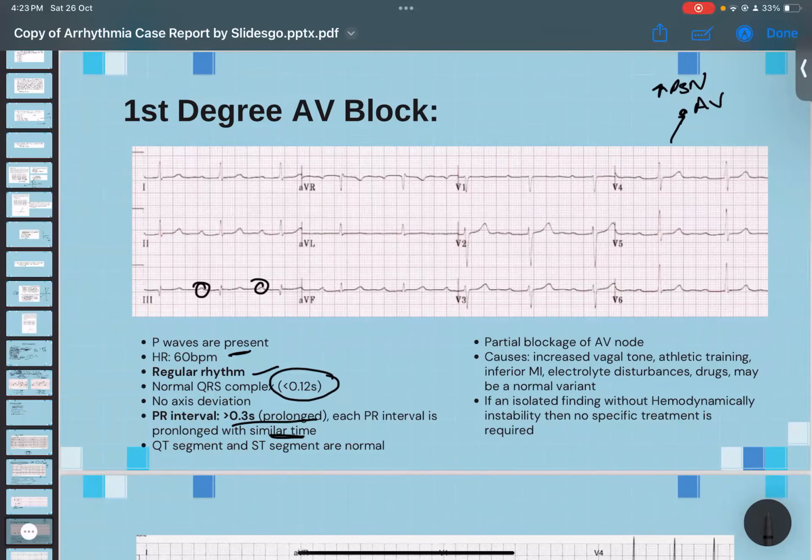So if it's an isolated finding, like a normal finding without any other symptoms, the patient is not unstable, they're all normal, then you don't really have to undergo any sort of specific treatment for the patient, okay? So this is just a partial blockage of the AV node.